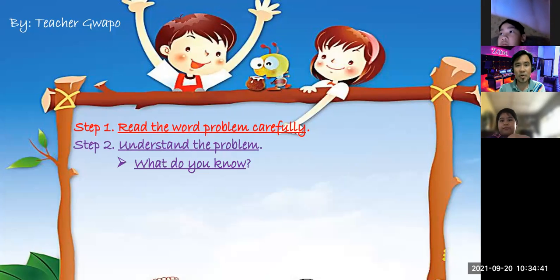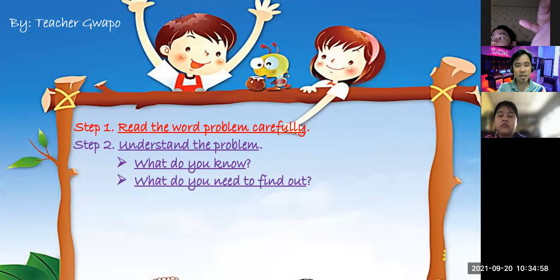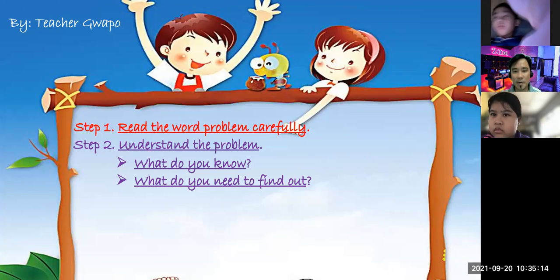What do you know about the problem? So in your book, you will see there a word problem. You must ask yourself, what is the problem all about? What do I know about the problem? The problem is about the school, something like that. And then you will ask yourself, what do I need to find in the problem? I must find the total number of scouts taking part in the parade. Okay, that's a question. So you must ask yourself about the problem.